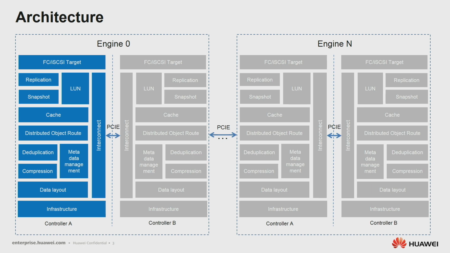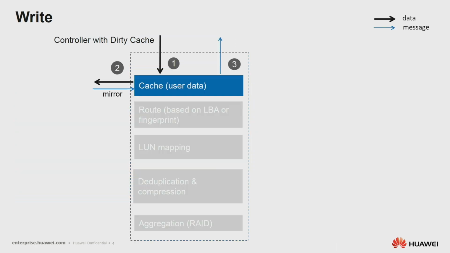So this is one controller. Every enclosure, we call an engine. It has two controllers inside. They're connected using PCI Express, and multiple engines can collaborate. We also use PCI Express to connect all the engines. So this is the overview of our architecture. Then I will describe the write flow, read flow, and then the internal data structures.